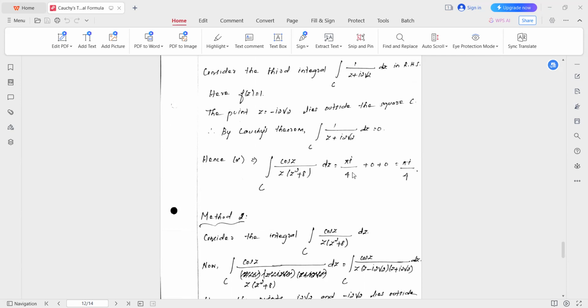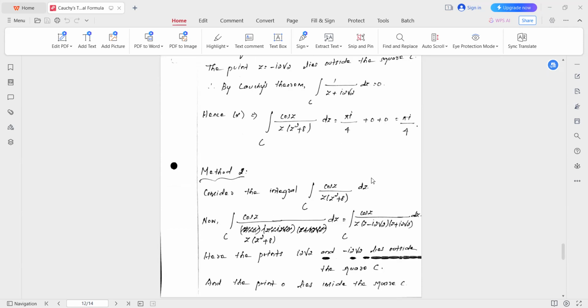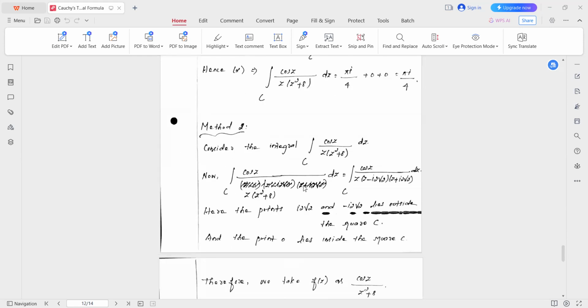So this is the first method. The second method is so simple, so look at the second method. The z into z square plus 8 can be written as, we already saw in method 1, z into z minus i 2 root 2 into z plus i 2 root 2. Note that this i 2 root 2 and minus i 2 root 2 lie where? Outside the square, isn't it? These two points lie outside the square.